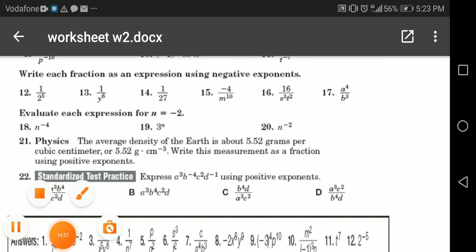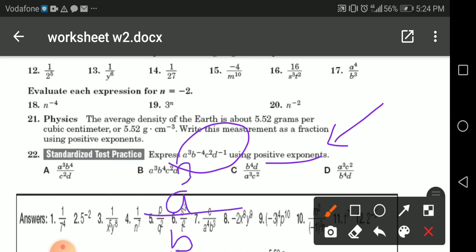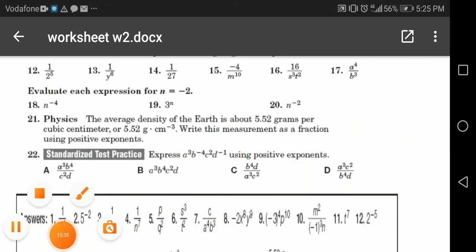Okay, guys, easy one now. And we have this example. Express a to the third power, b to the negative 4 power, c to the second power, d to the negative 1 power using positive exponents. So a to the third power is already positive. b is down, so when I move it down it will be positive. c is already positive, up. d to the negative 1 goes down as positive 1, or just d. So the fourth choice is the right choice.